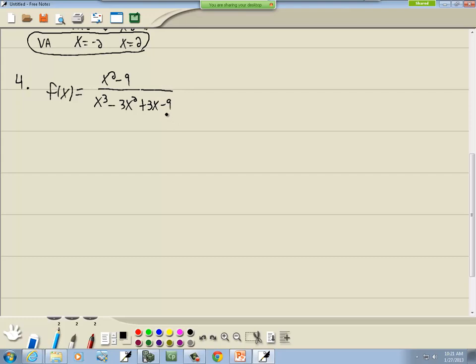Now remember our steps from up above. When you got a rational function, you're going to factor the top, factor the bottom. Well, the top part is the difference of two squares. Bottom part is groupings, 4 or more terms. Top part factors as x plus 3, x minus 3. And the bottom part factors as x squared plus 3 times x minus 3.